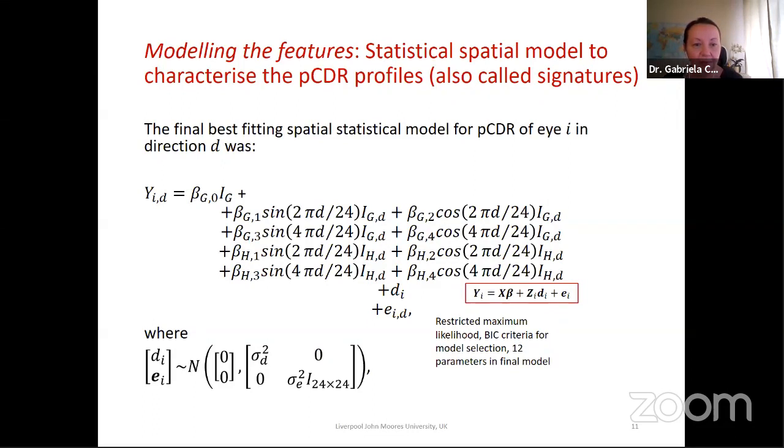So this is the model, and the model turned out to have only 12 parameters in it. There is the parameter that tells me how much, on average, the glaucoma profiles are higher than the average of non-glaucoma. And then here there are 8 parameters to describe the ellipse. They turned out to be exactly 8. We used some information criteria from statistics and machine learning that tell us how to find the best parsimonious model so we don't overfit. And that was exactly 8 parameters.